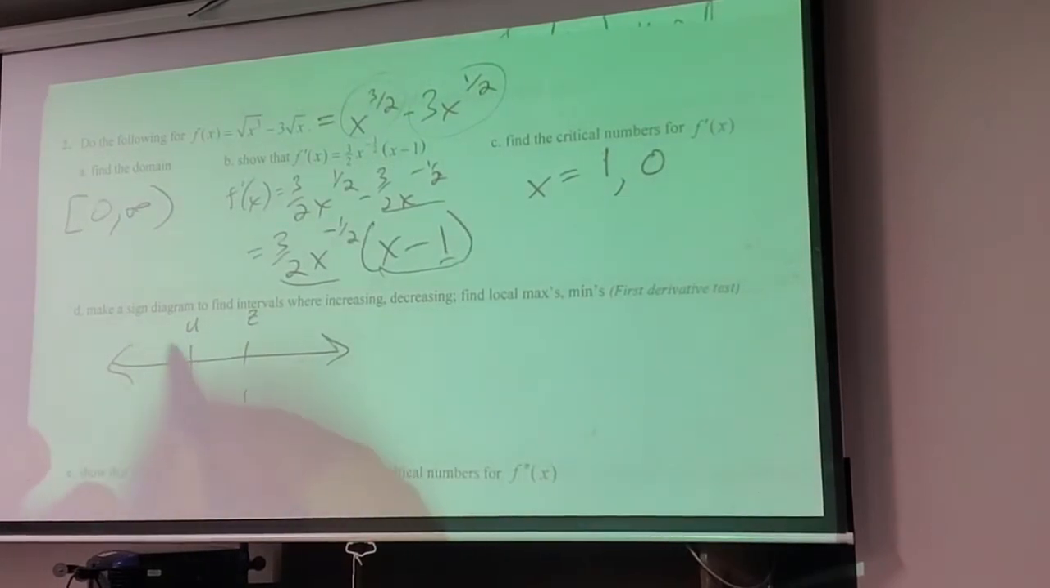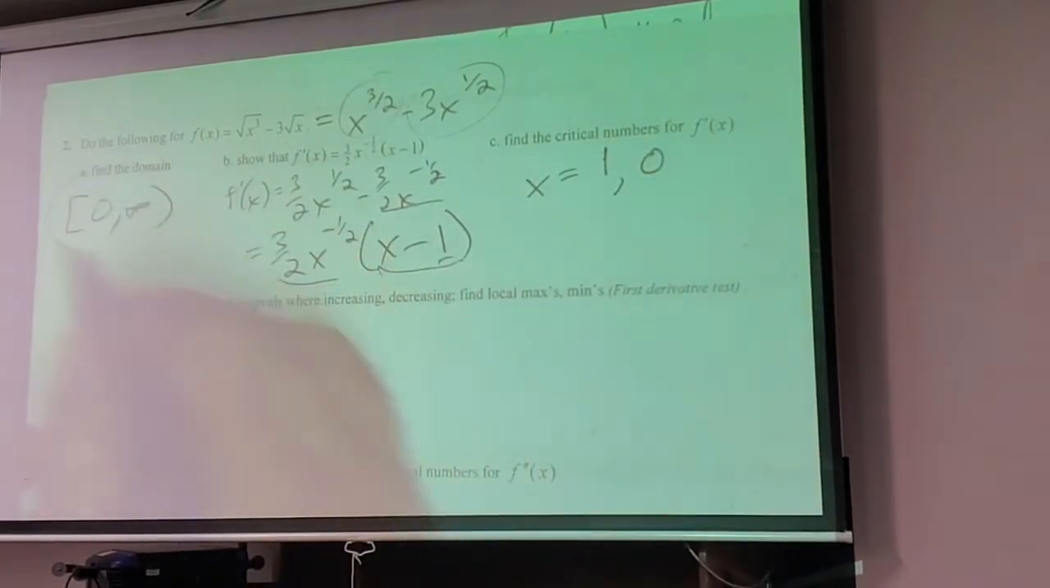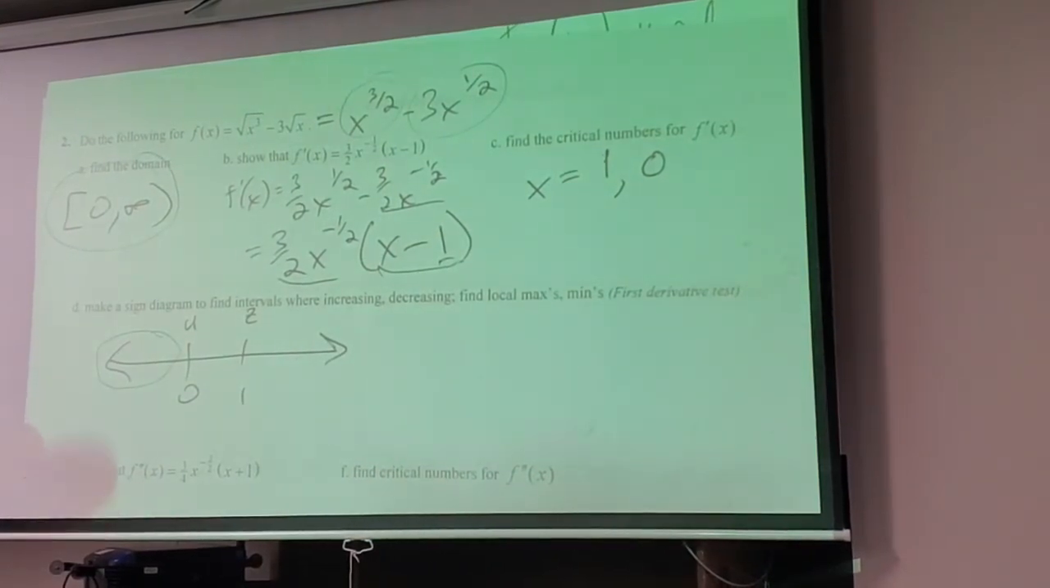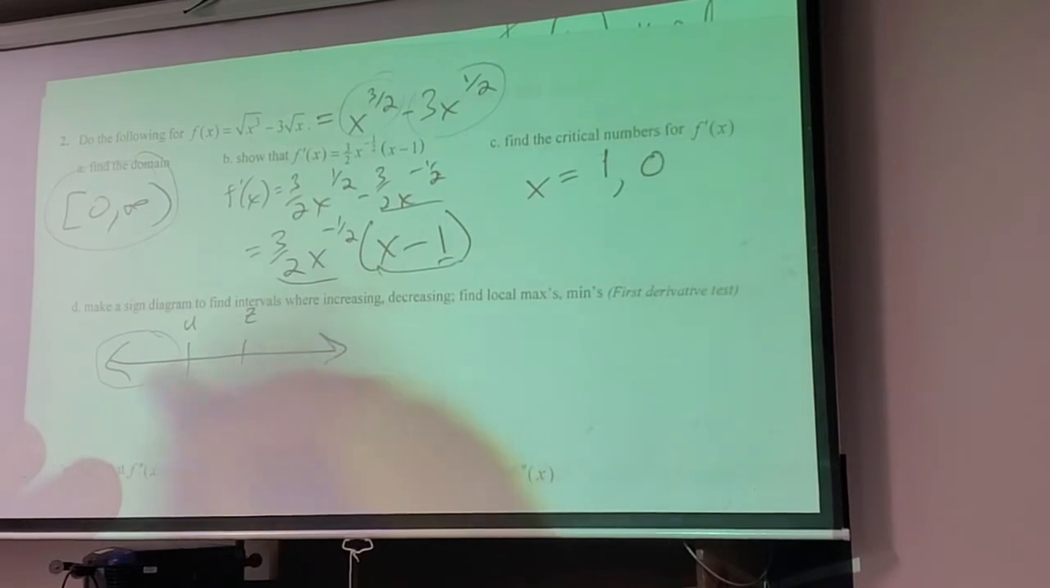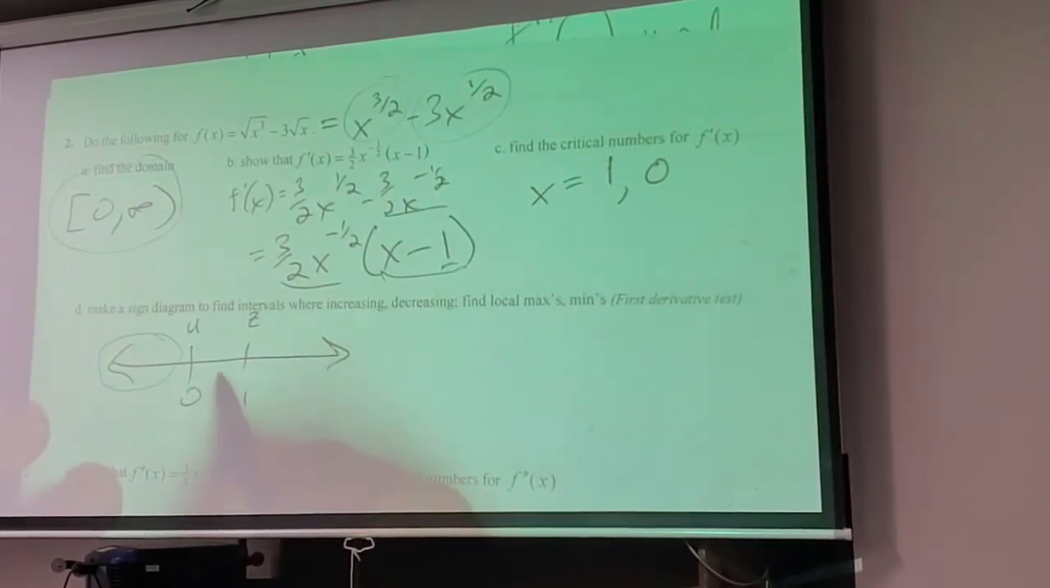Very quickly, do I care about this region? I told myself I don't already, correct? My original function doesn't even exist down there. So I can ignore this whole region here. So what about between 0 and 1?